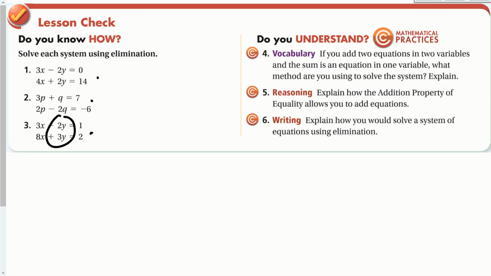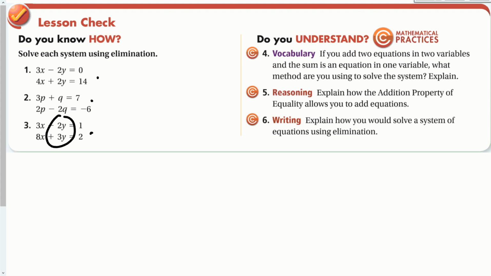4, if you add two equations in two variables and the sum is an equation in one variable, you are using elimination, right? And that's the point of elimination, is to get rid of one of the variables. Explain how the addition property of equality allows you to add equations, because you're adding the same stuff. You're adding something equal to something else. You're adding the same thing to both sides, okay?